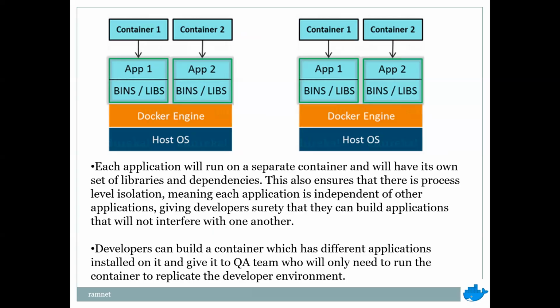This is what I was telling. So the entire process is completely kept separate. They don't mingle at all. They are independent, but still they are using the host OS through the Docker engine for kernel and hardware utilization, but they are still kept separate. As separate processes, they will be running on it. We can see the PIDs, the process IDs will be different. So a developer can build a container which has a different application installed on it, give it to the QA team, they can copy it and they can give it to someone.